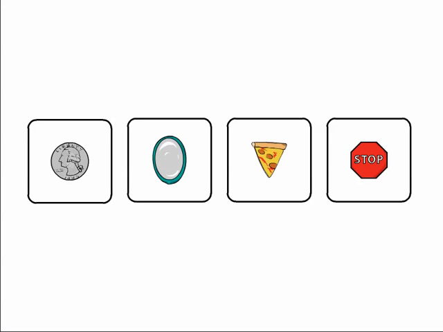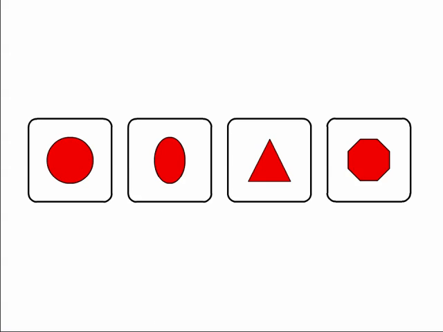Click on the object that is the same shape as a circle. That's shaped like an oval. Let's try this again. Click on the circle. Terrific! Let's try something new.